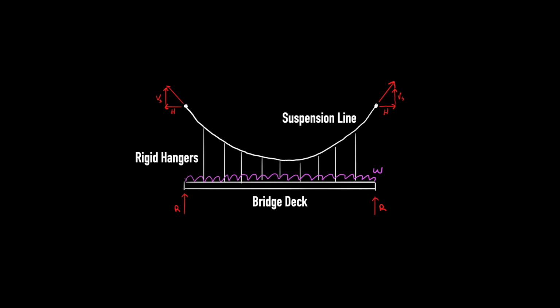On the bottom deck, I have deck edge supports which are only vertical, and at the edges of the suspension line, there's the reaction force there, which has both vertical and horizontal components. And then of course, I drew in a basic uniformly distributed load W acting upon the bridge deck.